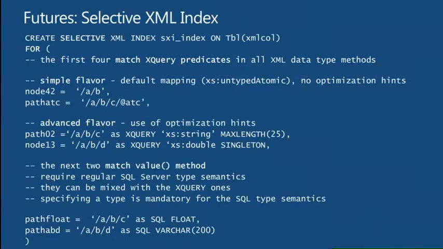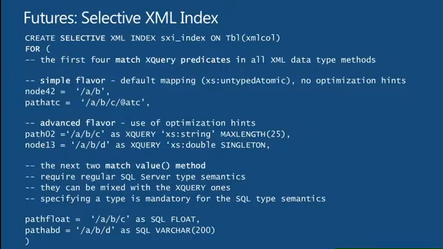Basically, you have two types of flavors. The first flavor is that you want to optimize XQuery expressions, in which case you basically use either the path without any additional thing, or you can use optimization hints like saying, well, this is actually a string and it's a max length of 25, so therefore we map it down to nvarchar(25) instead of nvarchar(max). Or it's a double and it's a singleton, so I know that there's always exactly one D within every B, so I can make certain optimizations again. And these are all mapped then into XQuery expressions inside value methods, node methods, and query methods.